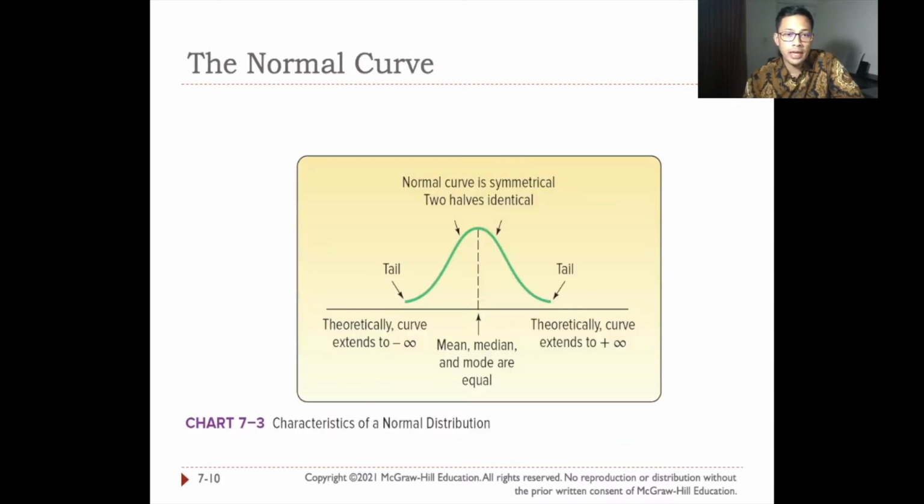And so this is a depiction of a normal probability distribution. It is symmetrical, two halves identical, and you have a tail on both sides of the probability distribution. So theoretically the curve extends to positive infinity and negative infinity. So the mean, median, and mode are equal.